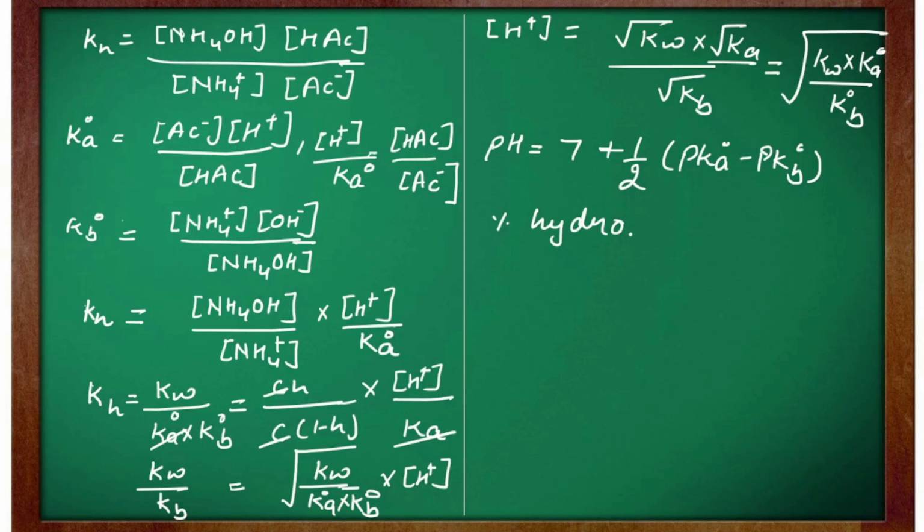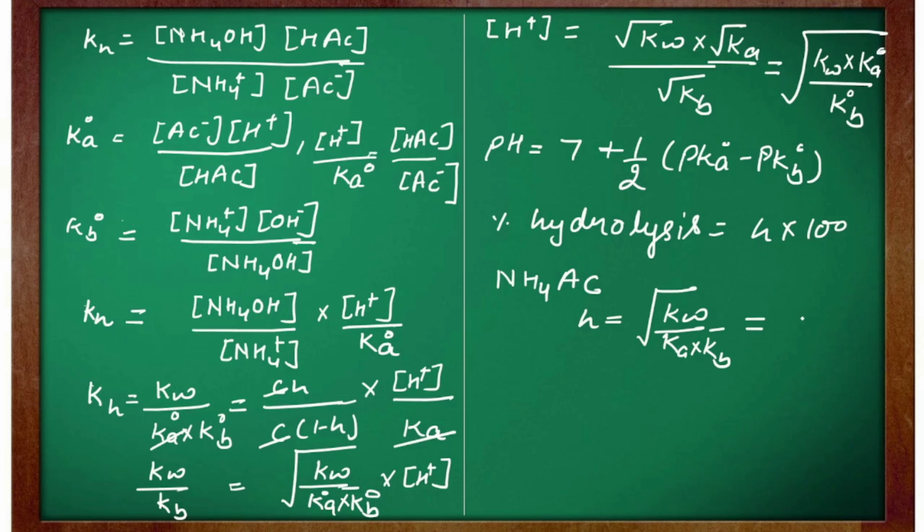By putting the value of Kw divided by square of Ka, as Ka is equal to Kb, on solving, h value comes out to be 0.55 multiplied by 10 raised to power minus 2. Percent hydrolysis of ammonium acetate is equal to 0.55%.